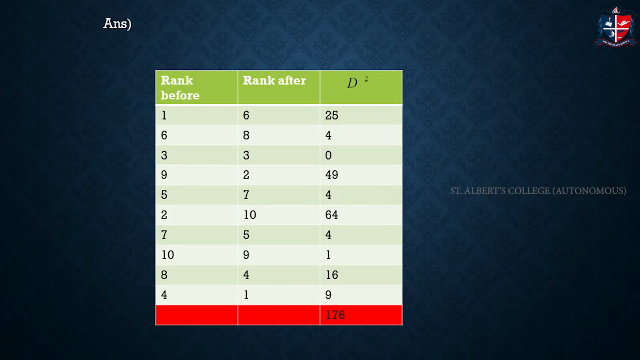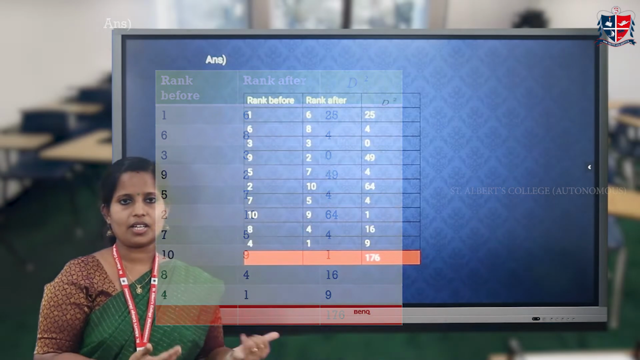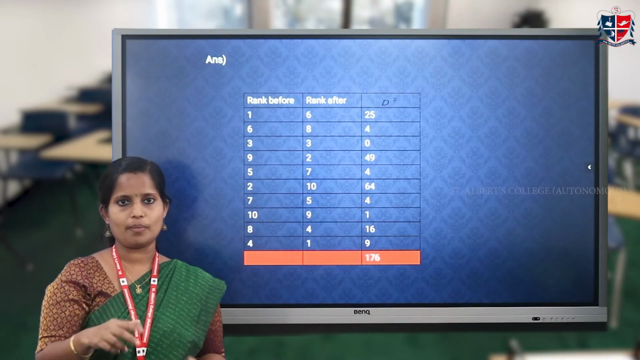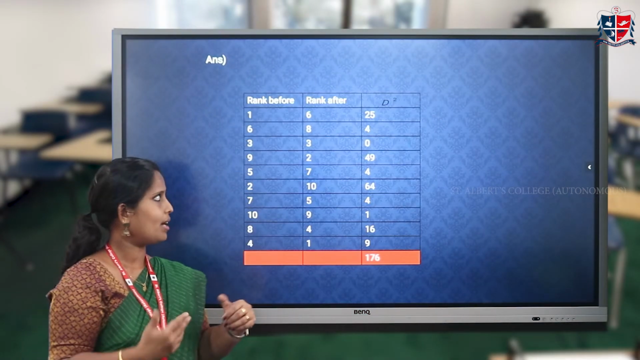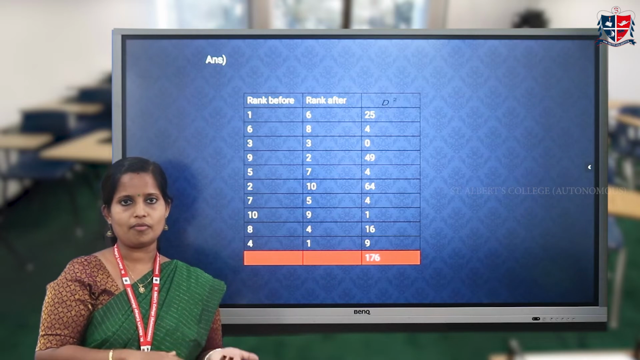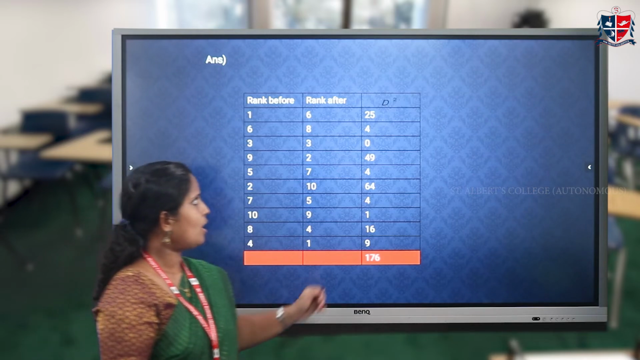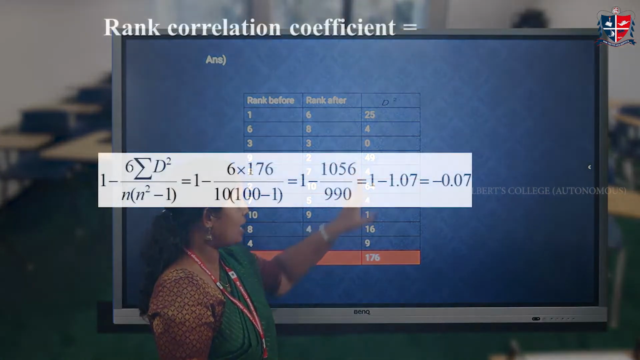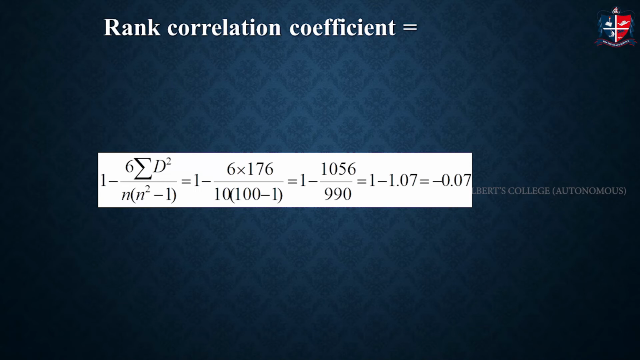You can take the difference either from 6 or from 1. It is not a problem because we are calculating d squares. If we get a negative difference, when we square it, it will be positive. So it does not matter whether we take 1 from 6 or 6 from 1. After finding all the differences and squares, find the sum of the squares. Here we got the sum as 176. Substituting the values in the formula, the value of the correlation coefficient is minus 0.07.